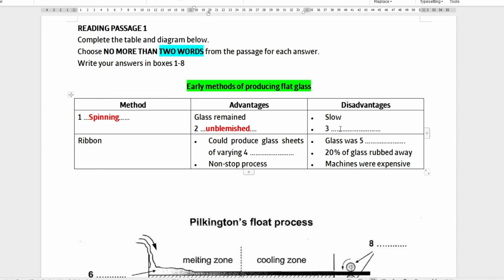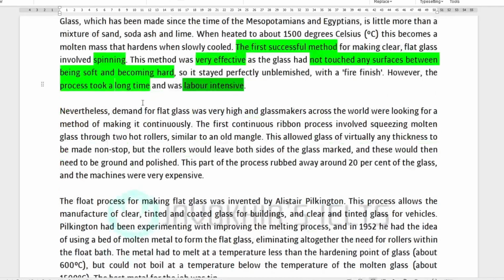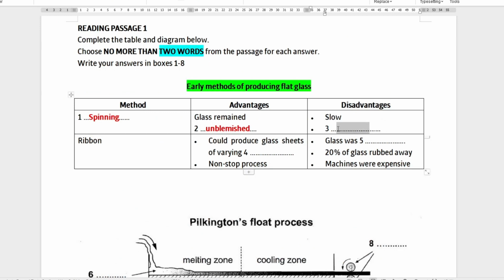We don't know about the ribbon yet, so I want to pay attention to slow: the process took a long time and was labor intensive. I just want to highlight that here. I forgot about that for a second. Labor intensive. Okay, I just want to highlight that as well.